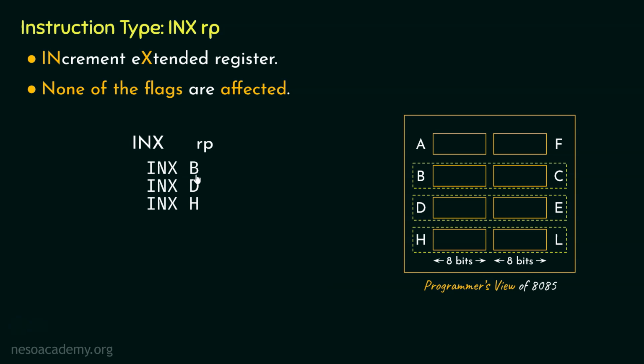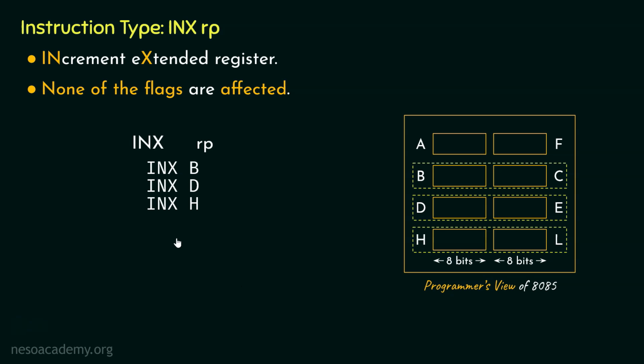In case of INXB, when we are mentioning B, C is being treated as an extension of the register B. Similar to that, for INXD, when D is being mentioned, E becomes the extension of D. And the same can be said for L when we are mentioning H in INXH. L is the extension of the register H.